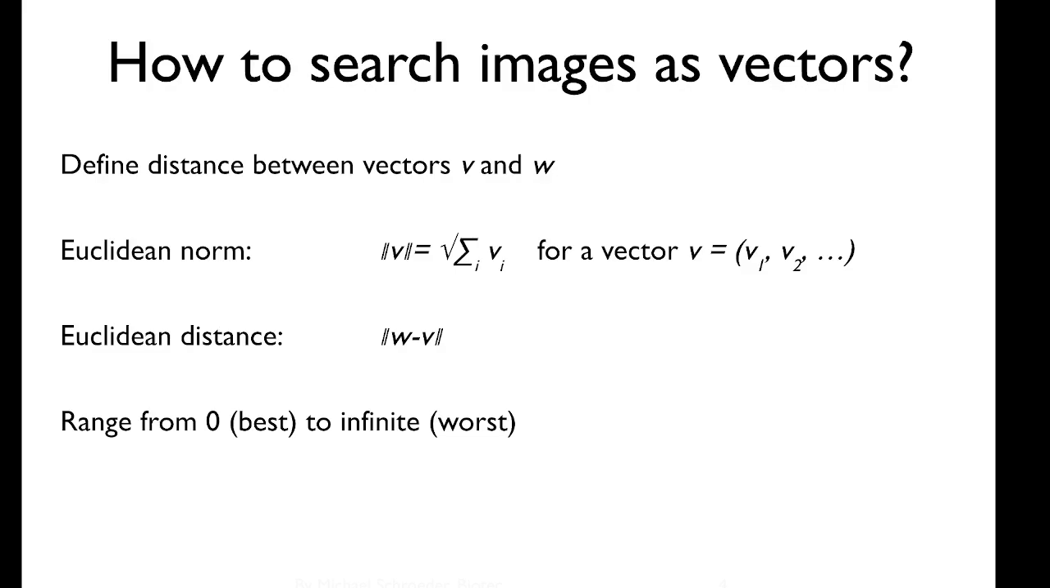distance, and an obvious candidate is the Euclidean distance, and this can be defined as the square root over the sum of the different dimensions subtracted from each other. So W minus V for two vectors V and W, and we take the Euclidean norm of the subtraction. And the Euclidean distance ranges from 0 for identical vectors to infinite in the worst case.